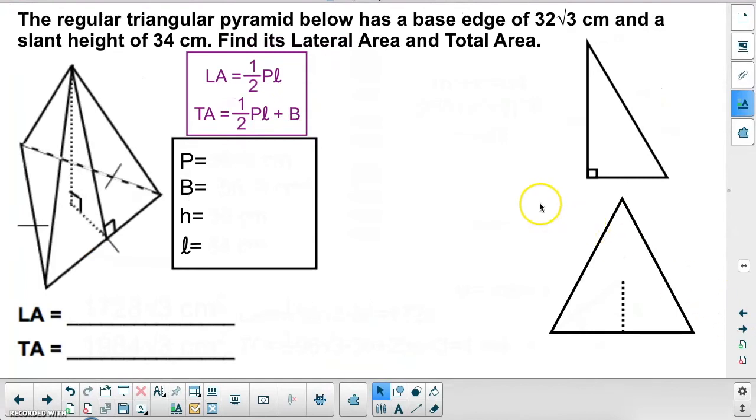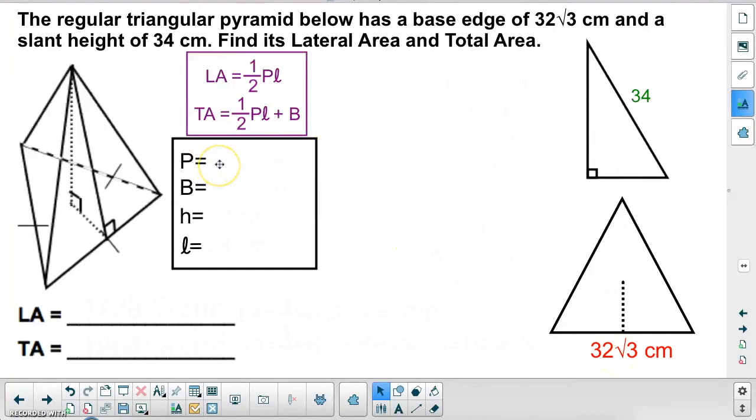The regular triangular pyramid has a base edge of 32√3 and a slant height of 34. So we're going to go ahead and label those pieces on our height triangle and on our base shape. We want to find its lateral area and total area. In order to find lateral area and total area, we're going to need P, B, H, and L. So we know right now that our base has an edge of 32√3.